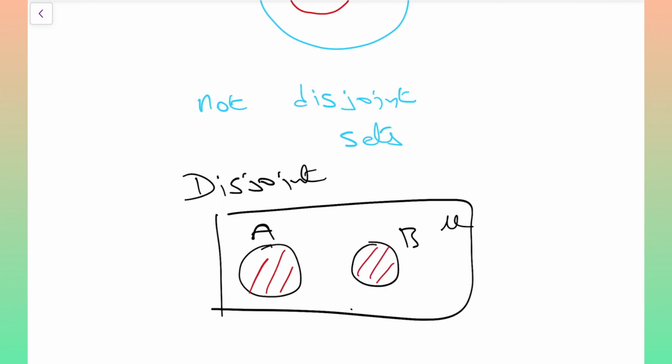Then what about A intersection B? A intersection B, nothing will be there because there is no common element at all. Then in case it is A minus B, you shade this much only. Then in case it is B minus A, shade this part. B minus A, completed. Just the thing is that those two sets or two circles should not be touching each other because there is no common element.